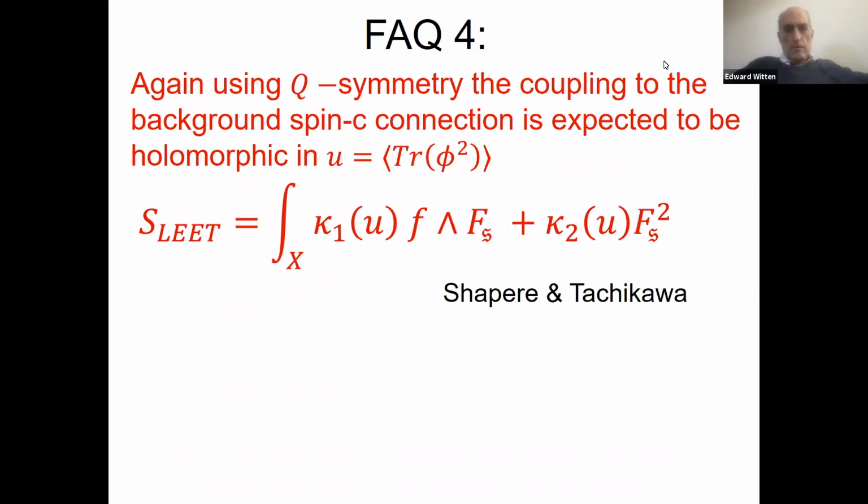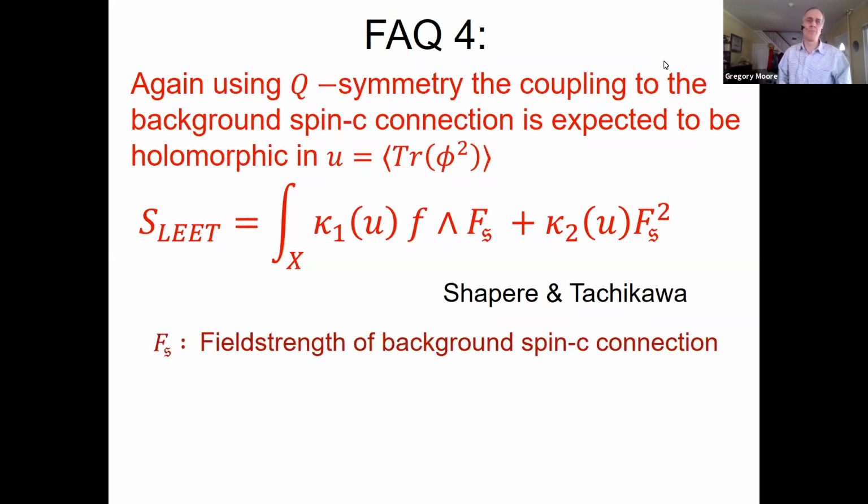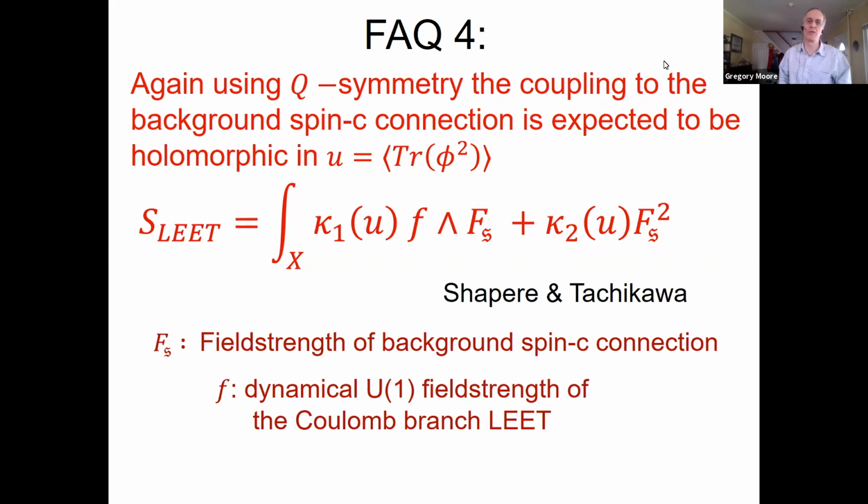Now, again, using Q-symmetry, the couplings to the background spin-C connection are expected to be holomorphic in the coordinate on the Coulomb branch, usually denoted U. So you take the trace of the adjoint scalar squared, you take its vacuum expectation value in a vacuum on the Coulomb branch, call that U. And going back to Shapere and Tachikawa, we expect that the low-energy effective theory should have holomorphic couplings, kappa 1 and kappa 2, where capital F sub S is the background spin-C connection and little f is the dynamical U(1) field strength on the Coulomb branch low energy effective theory. And here I'm using Seiberg's convention of small letters for dynamical and capital for background.